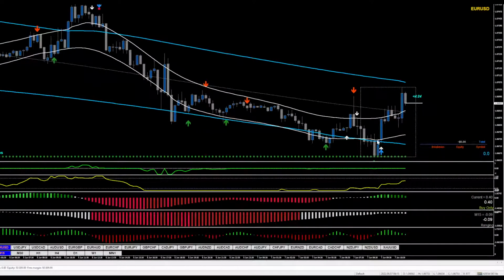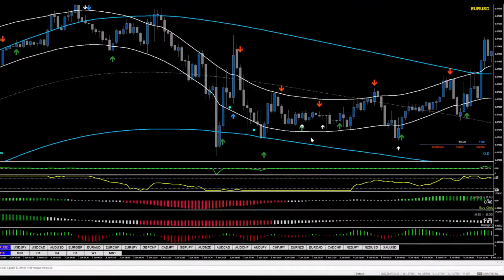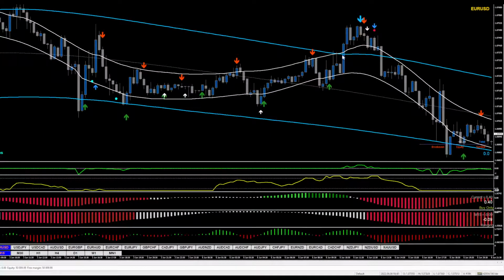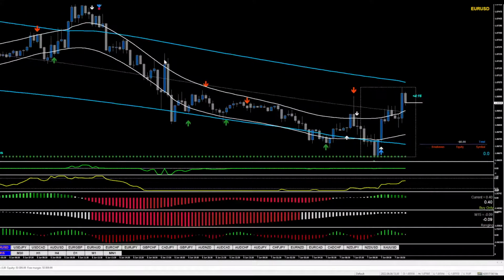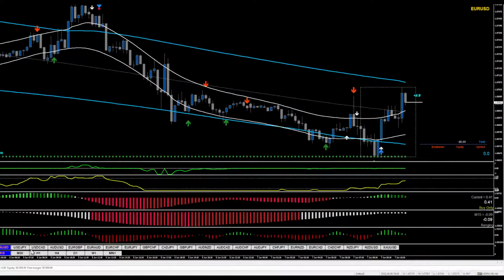You could have exited the trade here. If you don't get support dots here, you keep going, even though it pulls back a little bit. So you probably could have exited the trade here or here. So it does work with Euro USD as well.